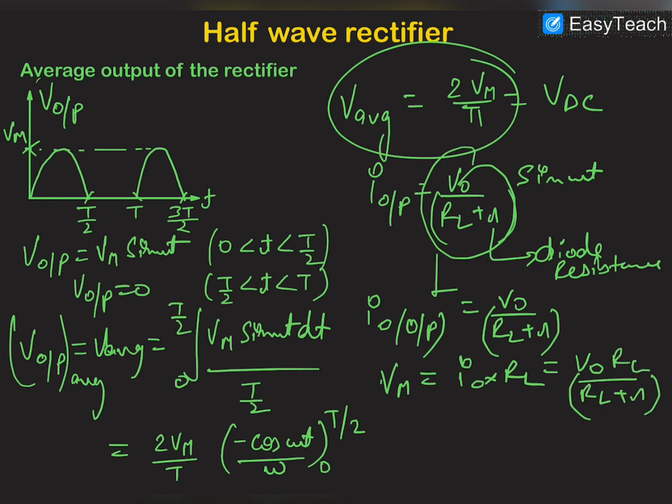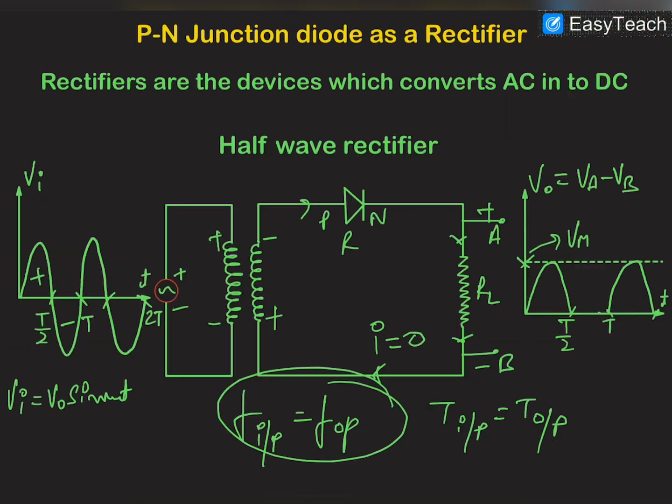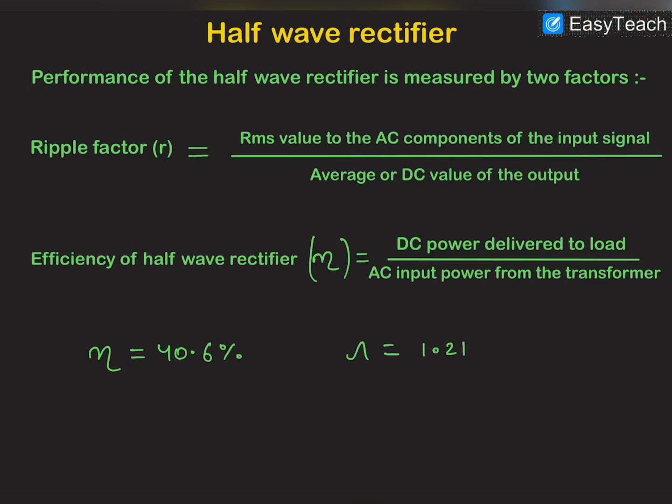This is Vm, and V average will therefore be equal to 2 by pi. This is VDC, 2 by pi into Vm. Vm is V0 RL by RL plus R. So this will be the DC voltage or output voltage received. It is very important to note that we are considering the voltage across the load as output voltage. So we are considering V output as this one, and I0, the output current, will be the current flowing in this complete circuit. Okay, so this is very important to know.